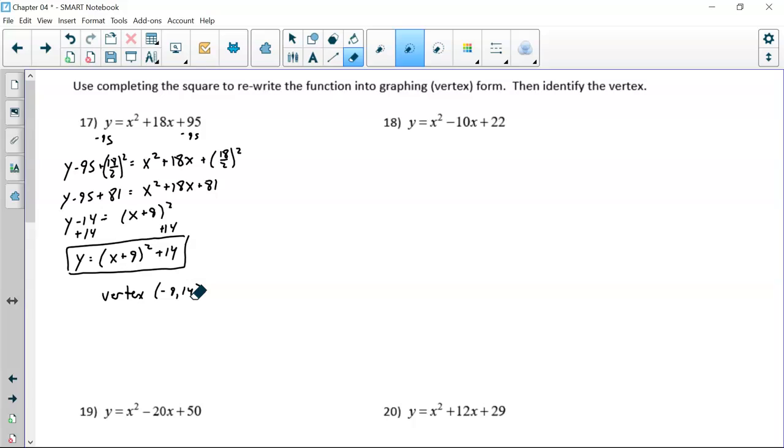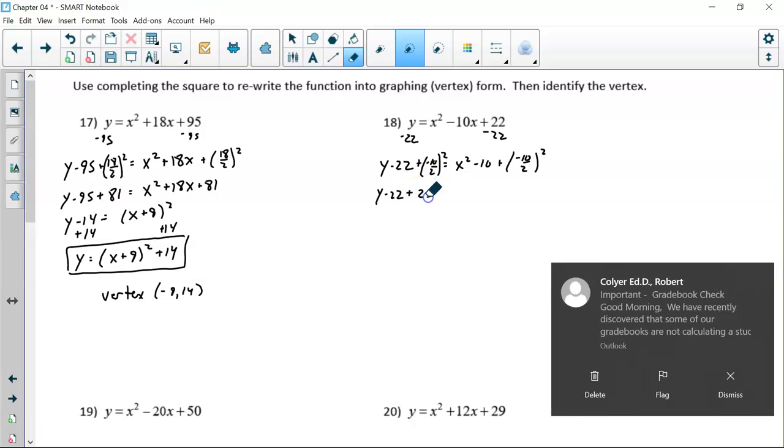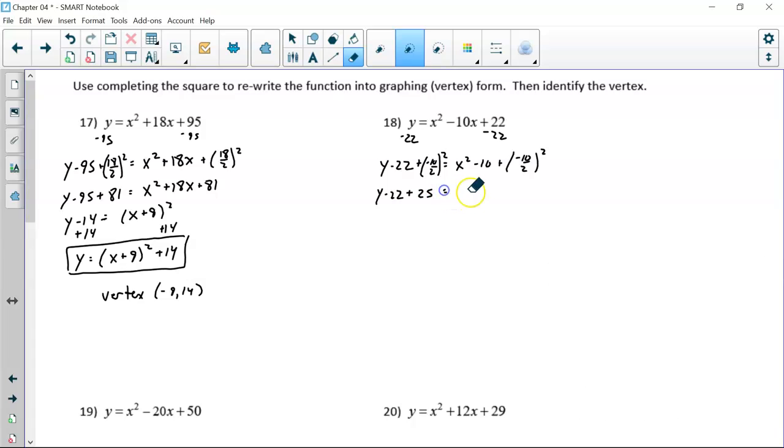We're not fully solving, we're just rewriting. So for number 18, leading coefficient is 1, we subtract 22 from both sides. y minus 22, leave some space, equals x squared minus 10x. And we're going to be adding the middle term, negative 10 divided by 2 squared to both sides. y minus 22 plus negative 10 divided by 2 is negative 5. Squared is a positive 25. So that equals x squared minus 10x plus 25.